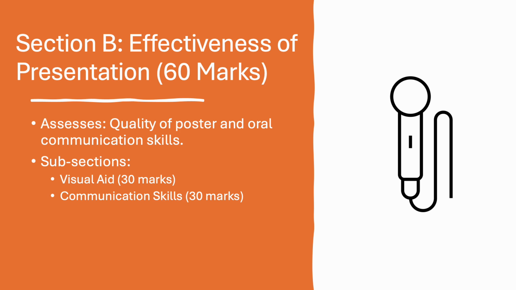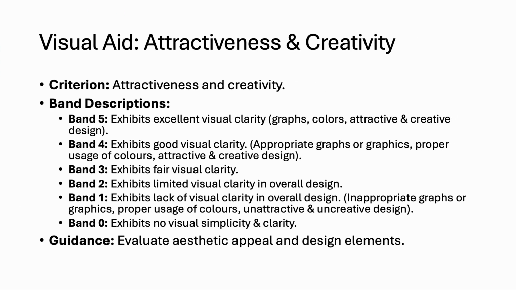Now, let's move to Section B, Effectiveness of Presentation, which accounts for 60 marks. This section focuses on how well the student communicates their research through their poster's visual appeal and their oral presentation skills. It covers visual aid and communication skills. Under visual aid, the first aspect is attractiveness and creativity.